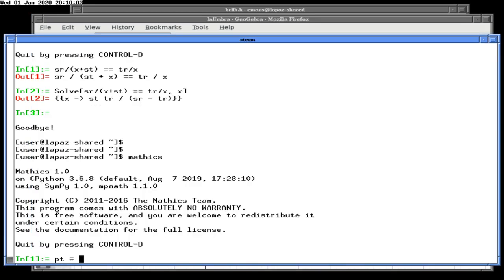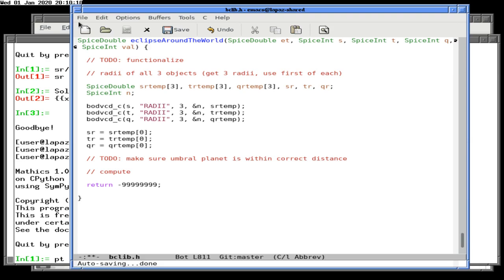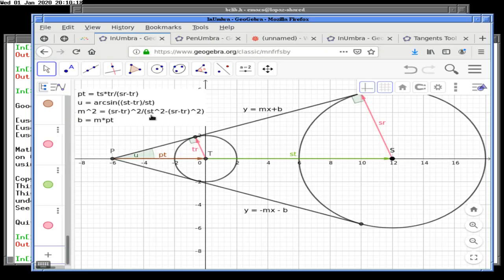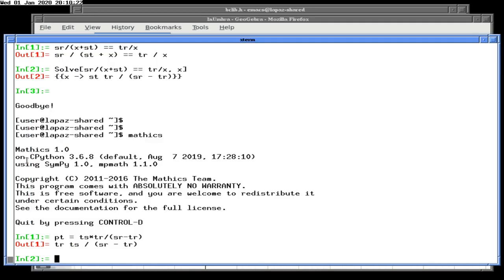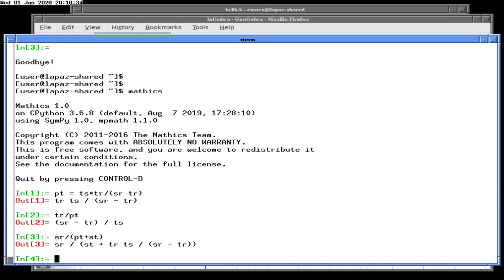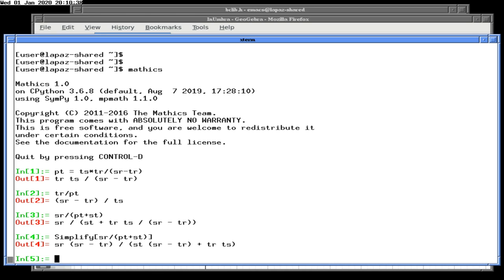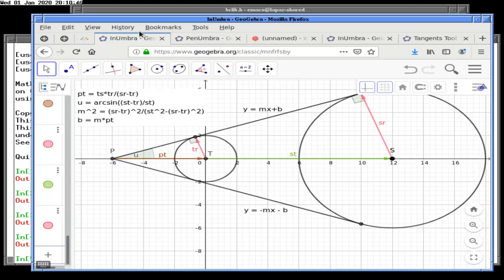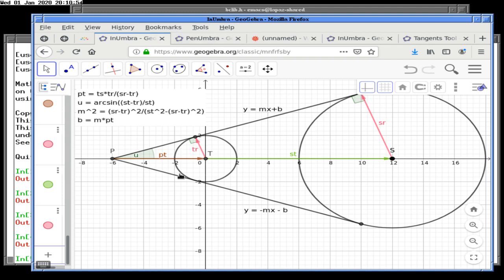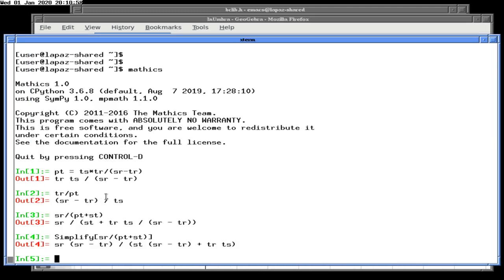So PT is TS times TR over SR minus TR. And then we want the arcsine of TR over PT, which might be sufficient. And it's also SR over PT plus TS, or ST in our case. And I think that actually simplifies to the same thing. Maybe. Well, actually, we don't know that, do we? We have SR as opposite over hypotenuse. The hypotenuse is PT plus TS, or ST, because we're calling it that.